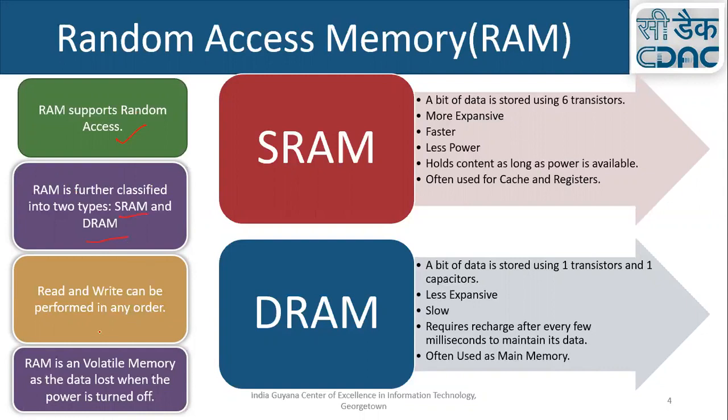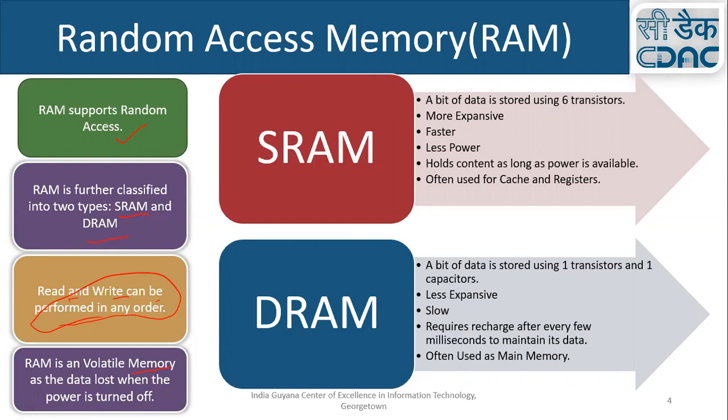Notice this definition. Read and write can be performed in any order and it takes the same amount of time. That is the concept of randomness. You can read from any location or write at any location, and it takes the same amount of time. And then again, RAM is a volatile memory, as the data is lost when the power is turned off. Volatile means as the power is turned off, the data is gone.